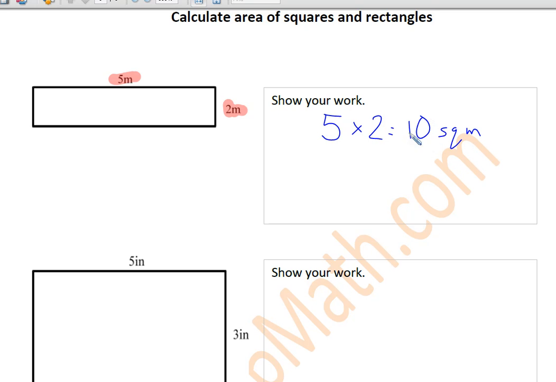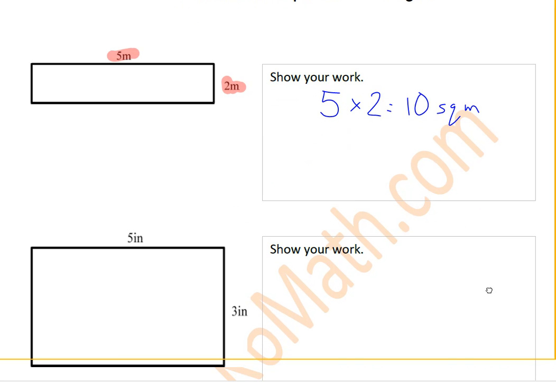Okay. With this next one down here on the bottom, our length is 5 inches and our width is 3 inches. So in order to find the area, we're going to take length, which is 5, times width, which is 3, and that will give us 15 square inches.